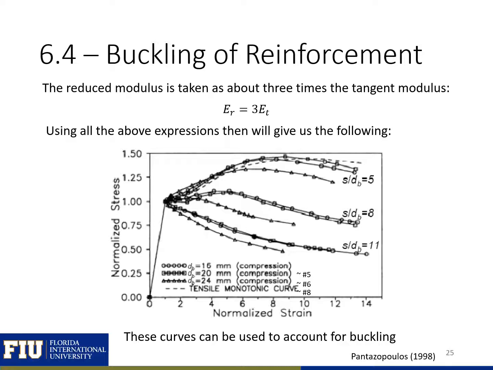The reduced modulus is taken as about 3 times the tangent modulus. So our ER is equal to 3ET. If we use all of these expressions that I've shown over the last couple slides, we can get the plot shown here, where we have a stress versus strain relationship for several different spacings. We see that the closer spacing that we have, the closer it resembles our conventional stress-strain relationship for steel. The wider the spacing, the more likely it is for that longitudinal steel to buckle. So if we have an S over dB equal to 11, we're going to have buckling of our steel. So after we yield, we're going to decrease in stress as we increase in strain. So these curves can be used to account for buckling.